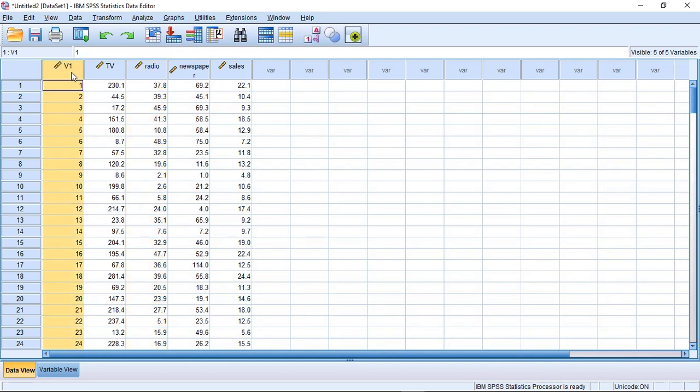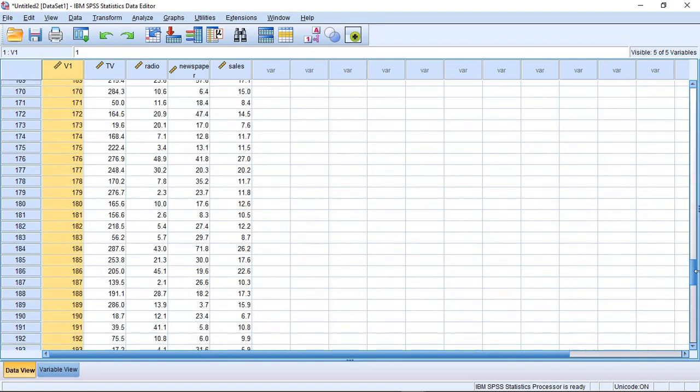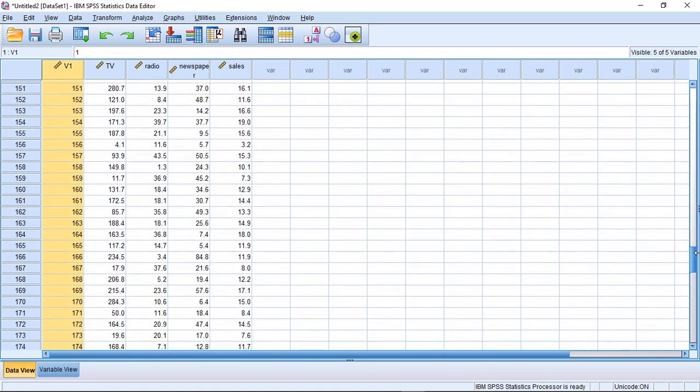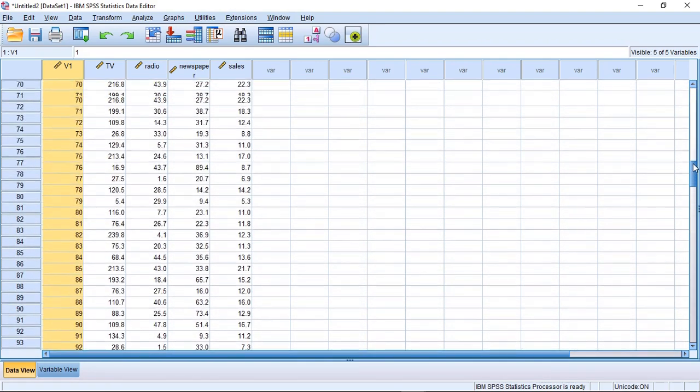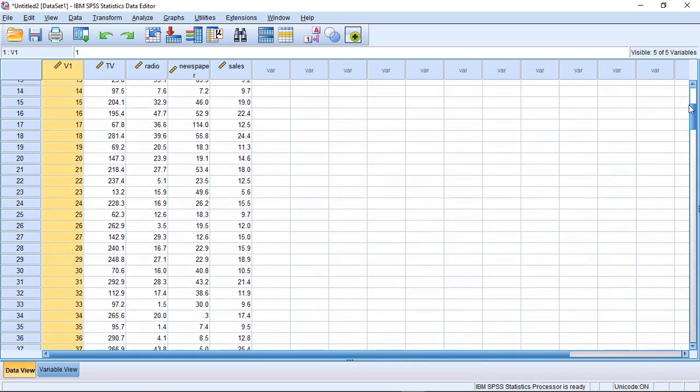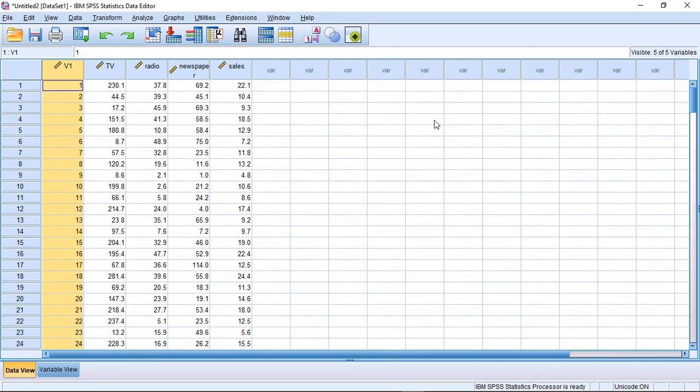V1 is like an occasion identifier. As you can see here, we've got 200. Our sample is 200. So V1 is just representing our primary key. It's like an occasion identifier where we are saying this is occasion 1, occasion 2. So V1 doesn't really affect the sales. So we are going to take the TV, radio, and the newspaper as the independent variables.